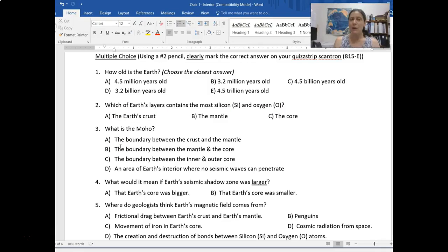Question number 3, what is the MOHO? It is the boundary between the crust and the mantle. This is where seismically we're seeing that change in seismic speeds from that crust layer to that mantle layer below. That boundary we call the MOHO.